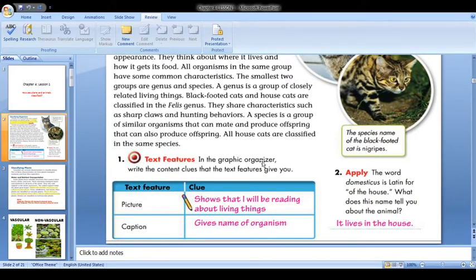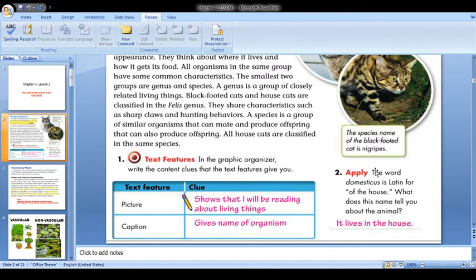Text features. In the graphic organizer, write the content clues that the text feature gives you. So the picture, what is the picture showing you? It shows that I'll be reading about living things. Then what is the caption? In a caption you can give the name of the organism. It is up to you what you will do. Okay, so that's how you can write this.